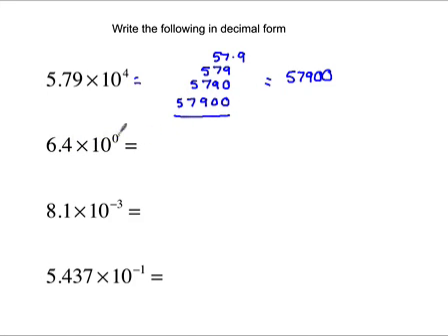Now the next one, remember from what we've just done with indices that 10 to the power of 0, or anything to the power of 0, has a value of 1. So all we're doing here is 6.4 times 1, which is still 6.4.